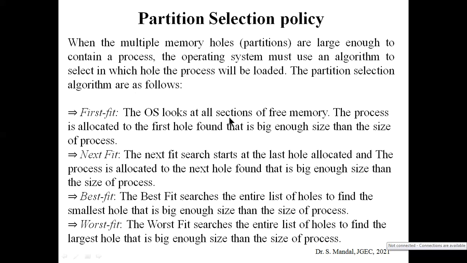Here, the OS looks at all sections of the free memory, and the process is allocated to the first hole found that is big enough for the size of the process. So it will check the first hole, and if its size is greater than the process size, that hole will be allocated to the respective process.